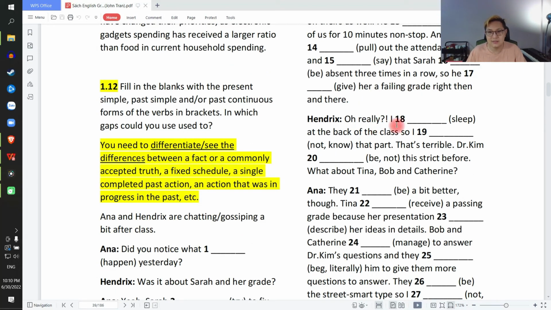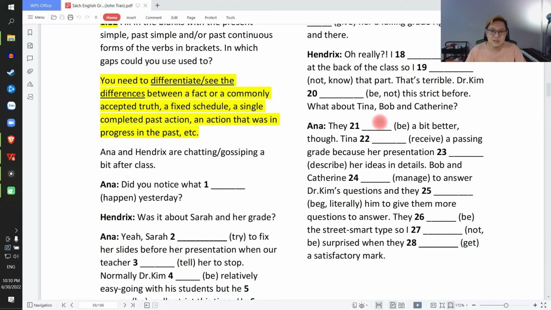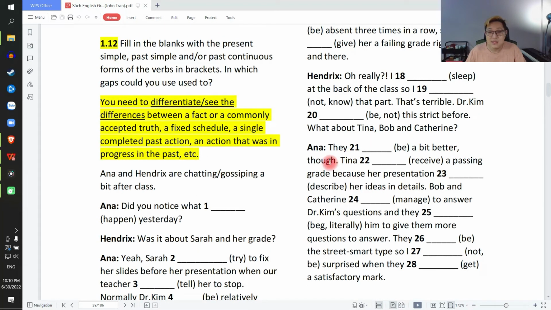Oh, really? I was sleeping at the back of the class, so I didn't know that part. That's terrible. Dr. Kim wasn't or didn't used to be this strict before. What about Tina, Bob, and Catherine? They were a bit better though.